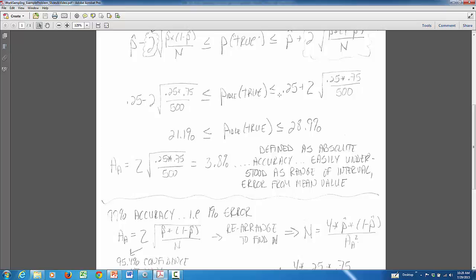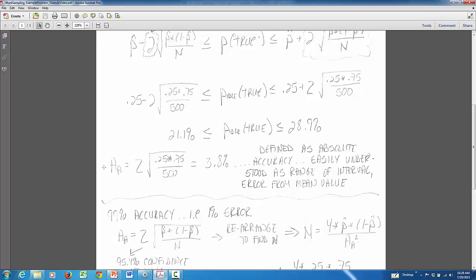So if we go through and do that calculation, we see that the upper bound is 28.9% and the lower bound is 21.1%. So I can say that I'm 95% confident that the true idle time for this machine set lies somewhere between 21% and 29%. I'm doing a little rounding there, okay? So that is my confidence interval. I'm 95% confident that idle time is somewhere between 21 and 29%, okay? Or I've captured the idle time somewhere between 21 and 29%.